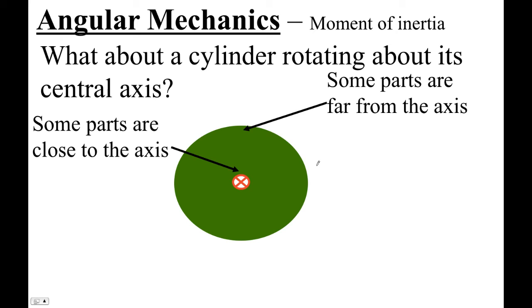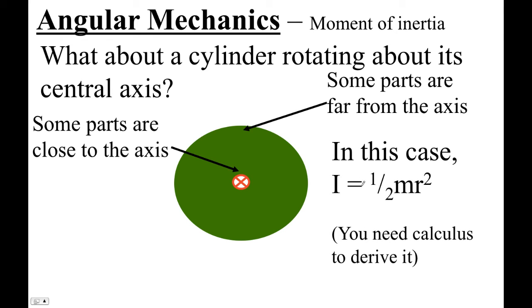In general, what we do, and you would need calculus to prove this, is that for a cylinder, if you actually had a cylinder, this is the exact solution. If you have a homogeneous cylinder that doesn't have any voids or anything in it, this is it. And you can derive this with calculus. And maybe I'll put up a video where I show you how to derive it.